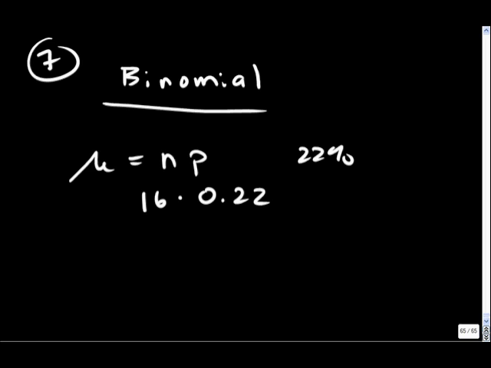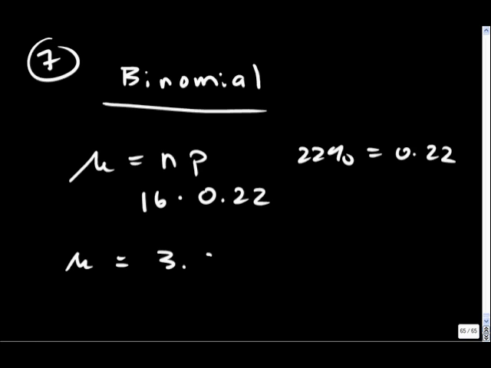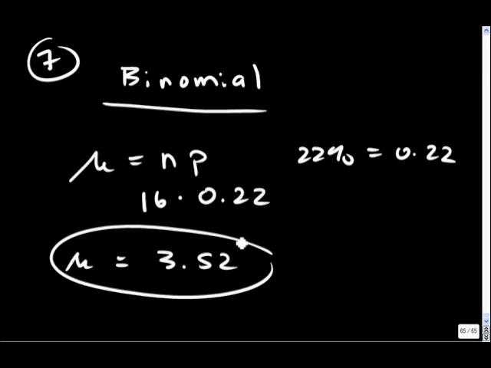In question 7, 22% are students who work full-time. 22% is 0.22. So then mu is going to be the product of 16 times 0.22. We find the answer is 3.52. In question 7, the mean of students who work full-time when the sample size is 16 will be 3.52, and that's because 22% are students who work full-time.